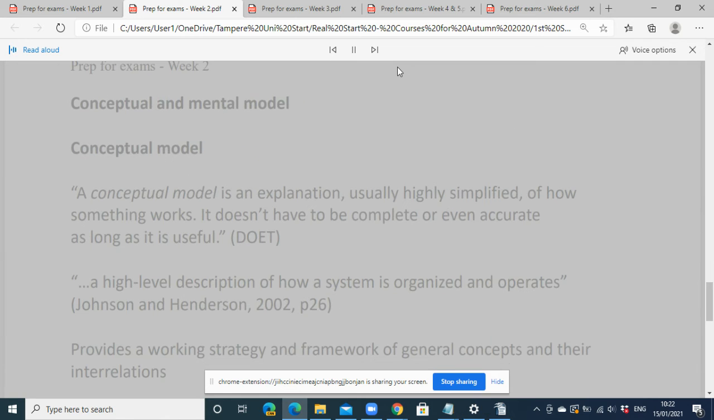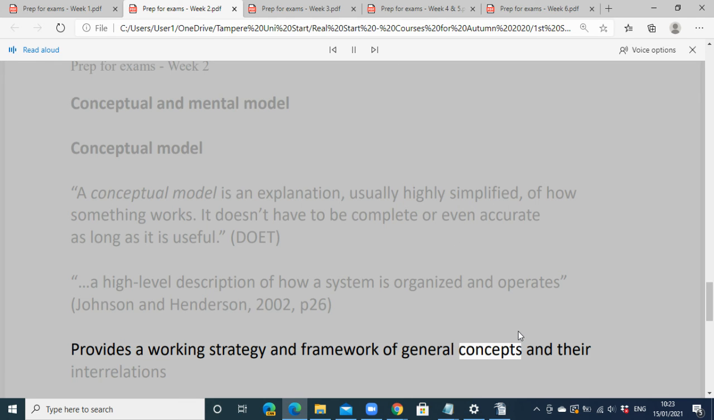Prep for exams, Week 2: conceptual and mental model. Conceptual model: a conceptual model is an explanation, usually highly simplified, of how something works. It doesn't have to be complete or even accurate as long as it is useful. A high-level description of how a system is organized and operates (Johnson and Henderson, 2002, p. 26). Provides a working strategy and framework of general concepts and their interrelations.